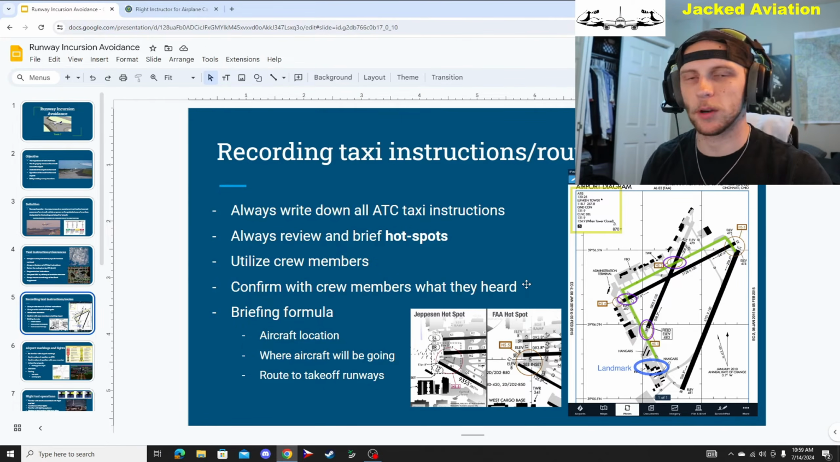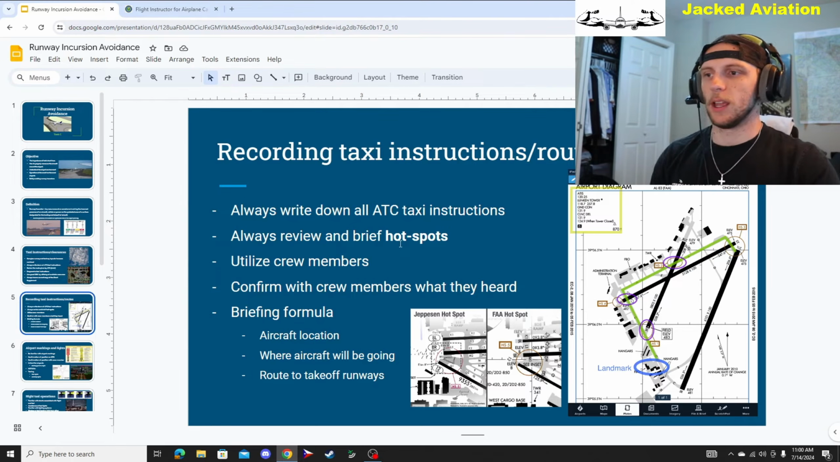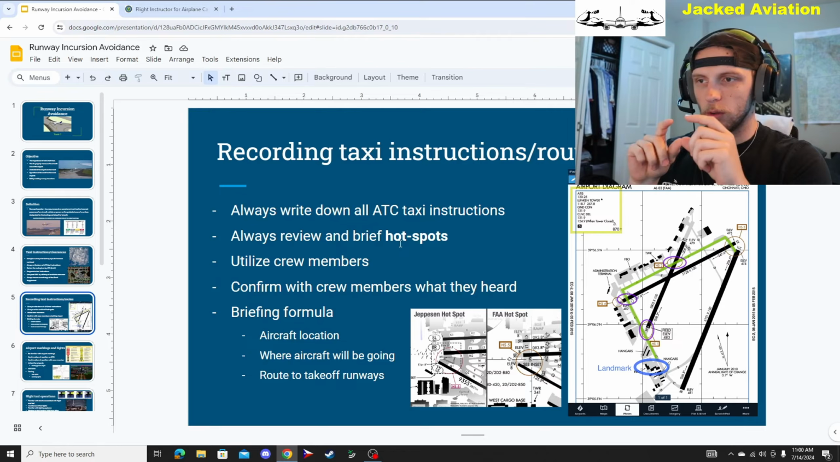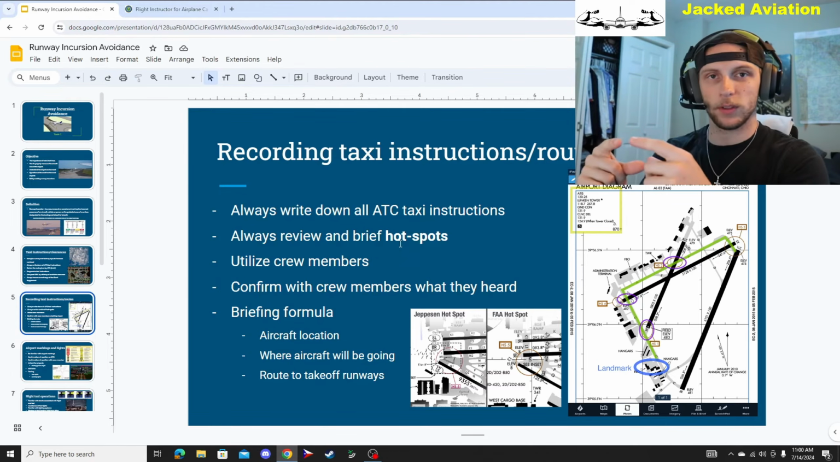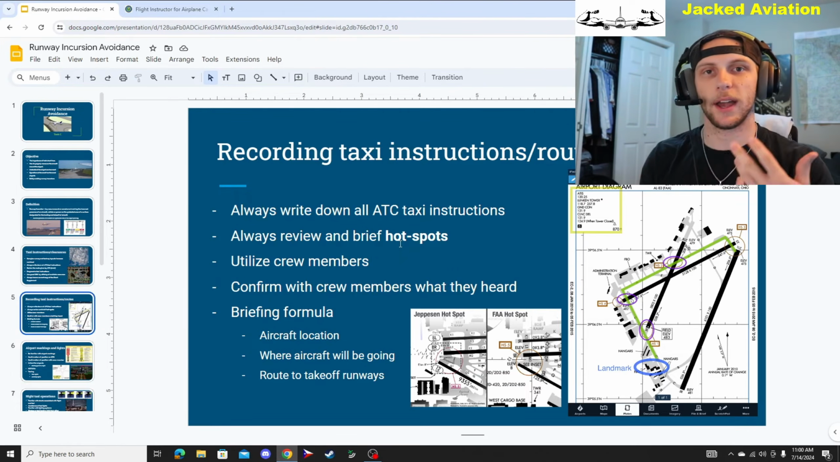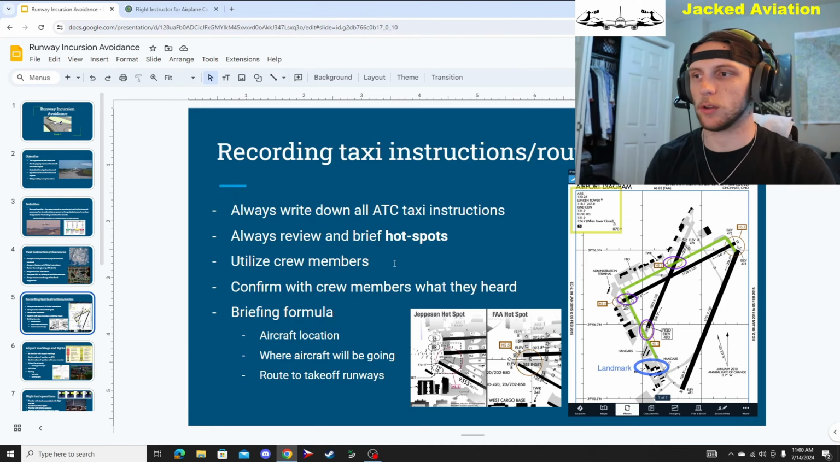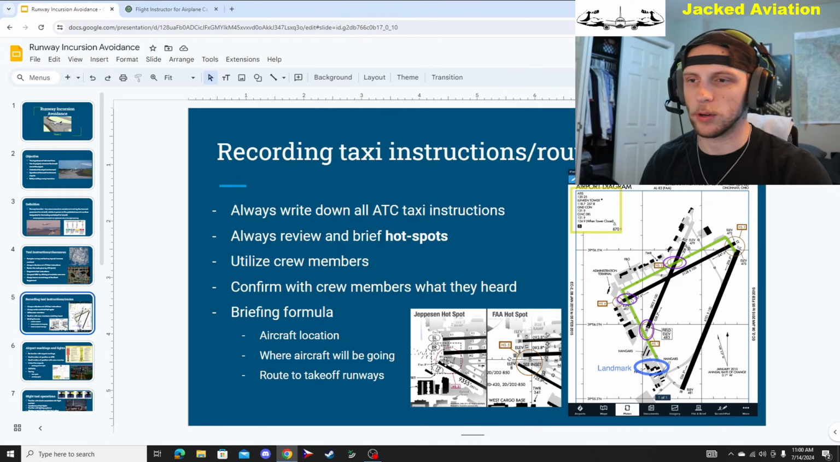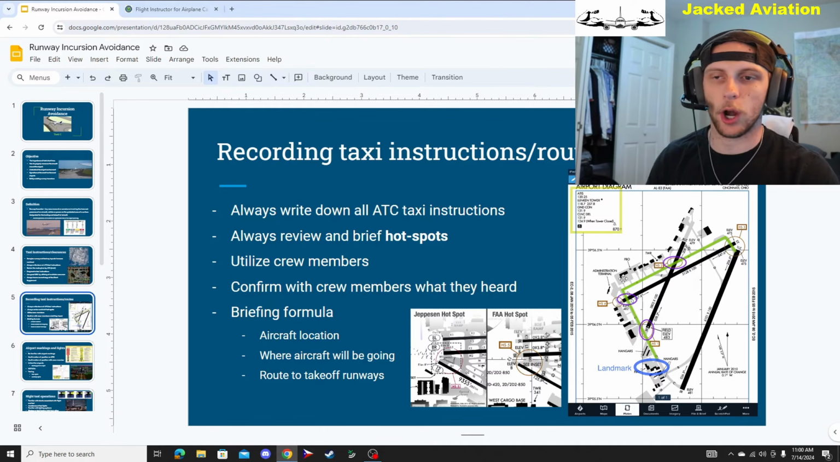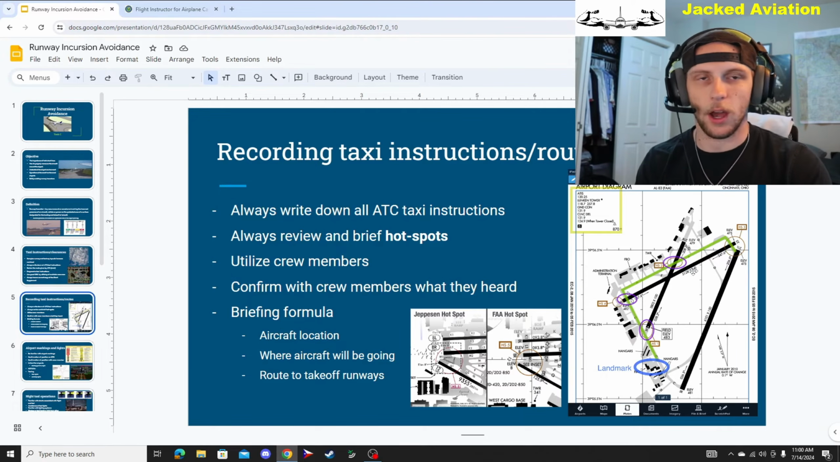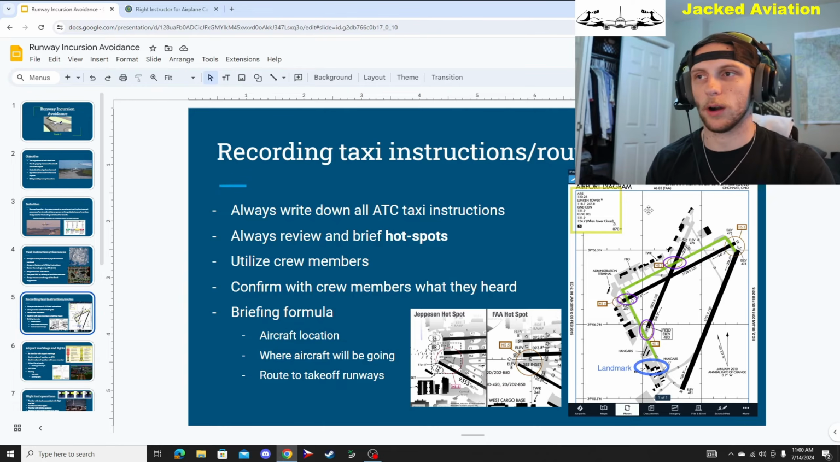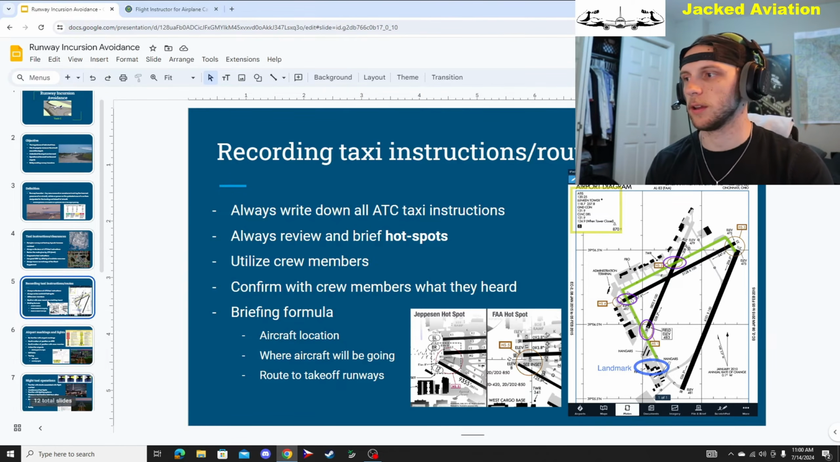Things like that. Confirming that with your crew would be very beneficial. Again, I'm just breaking out what I said, or what's on the PowerPoint, versus how I actually communicate that and what's logical about that. Okay, then I have stuff about the briefing formula, important stuff about hotspots and the airport diagram where runway incursions could happen, or the importance of recording the taxi instructions especially.